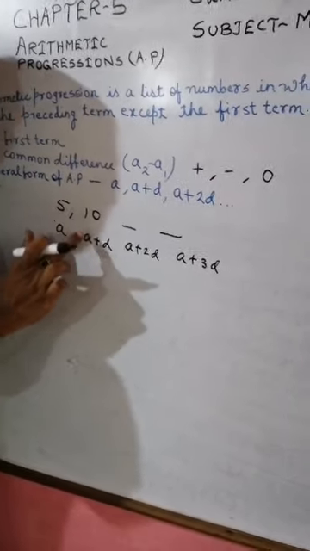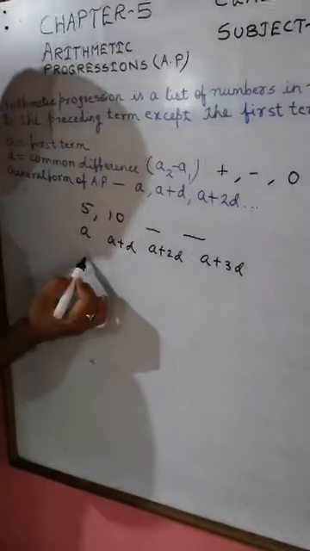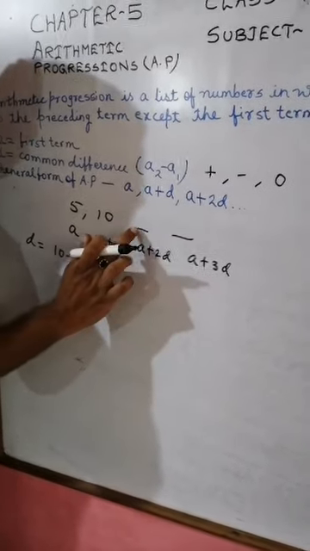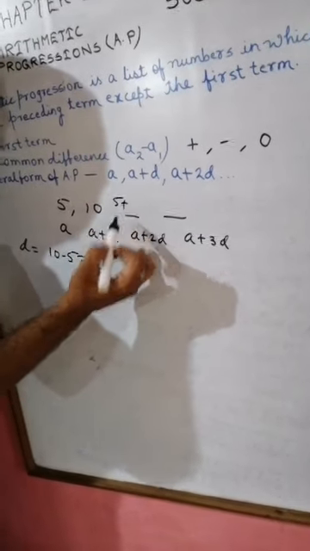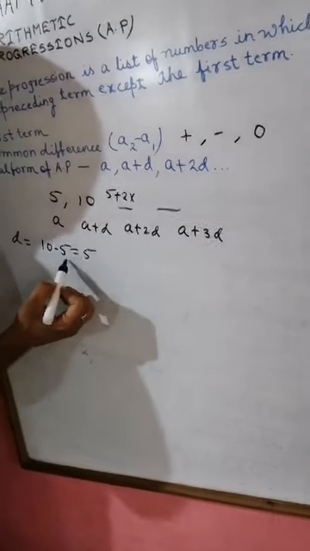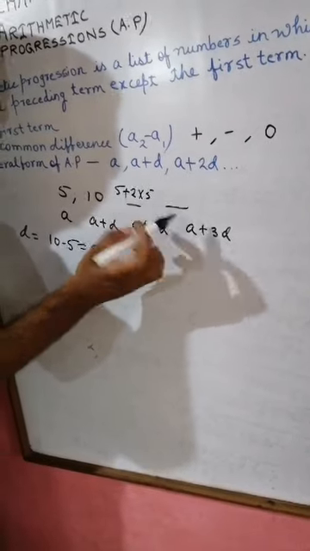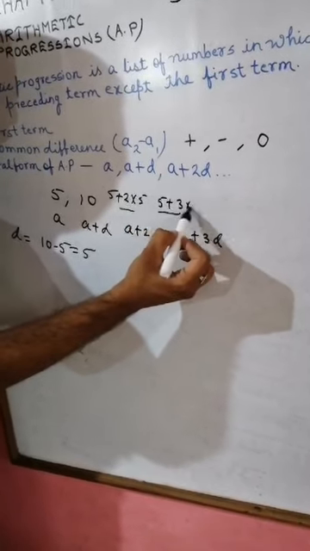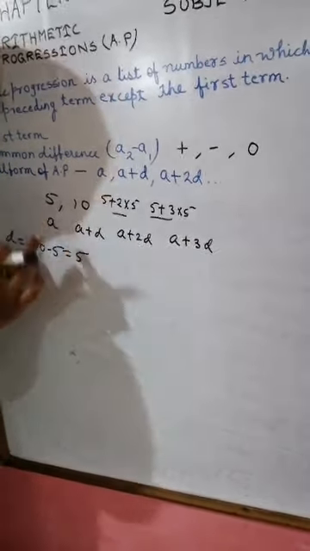Now the first number is A, and how will 10 come? Because the first term is 5, and the common difference is how much? D will be 10 minus 5. It is equal to 5. Now if I need the third term, what should I do? I will take A as 5. Now 2 into the common difference is also how much? 5. So 2 into 5 is 10, plus 5 is 15. So the next number will be 15. And here 5 plus 3 into 5. 3 into 5 is 15, plus 5 is 20. So the AP will be 5, 10, 15 and 20.